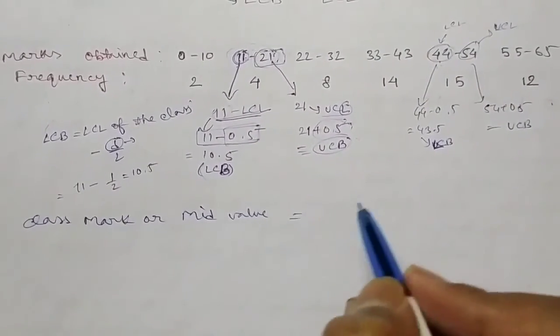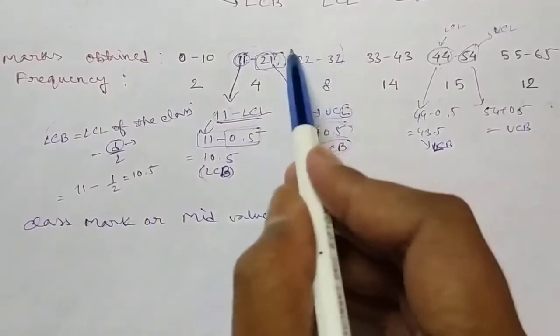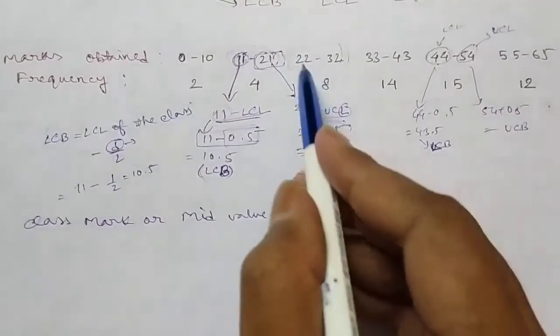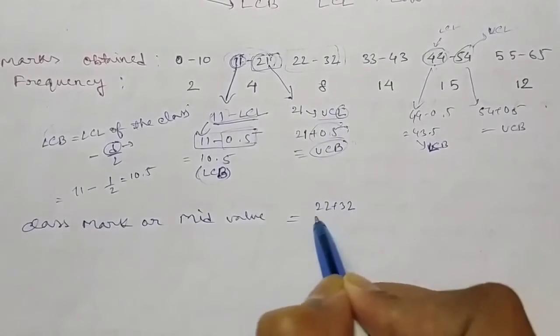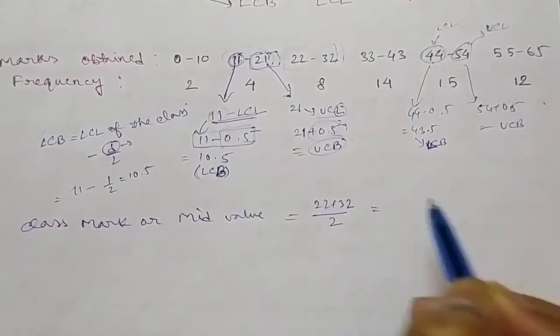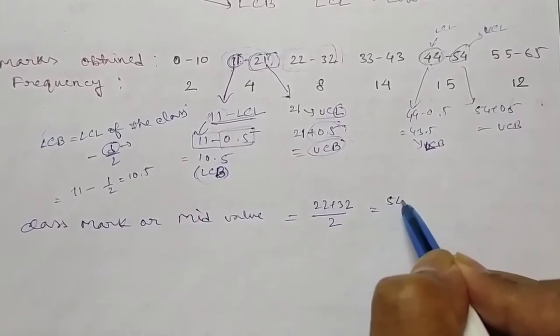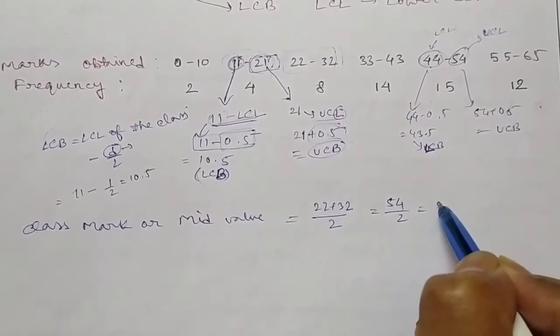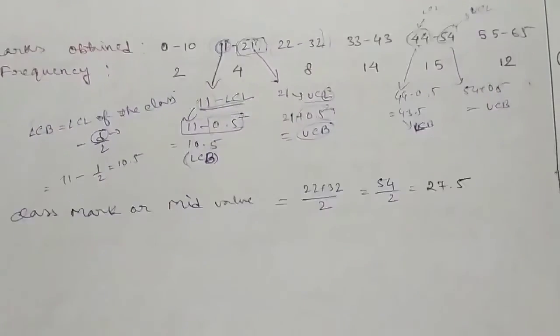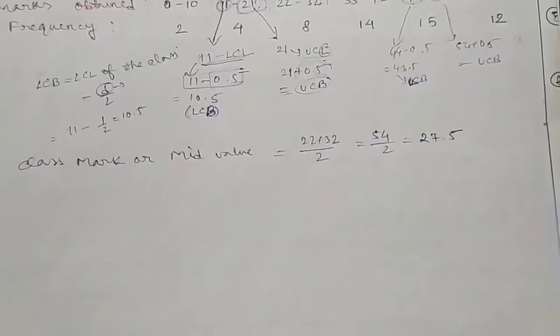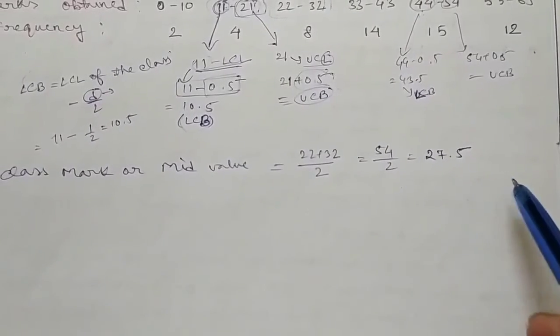So mid value is nothing but the middle value of a certain class. That means if we take this class 22 and 32, then its mid value will be (22 plus 32) by 2, and this will be how much? That is 54 by 2. That means it will be equal to 27.5. Okay, this will be the mid value of that class, that is 27.5.